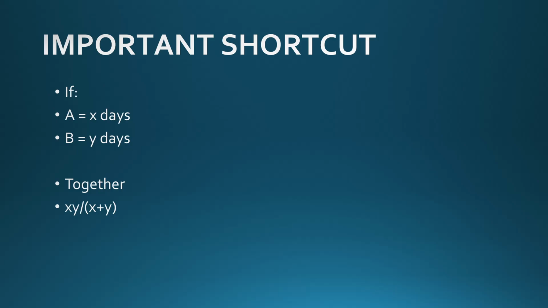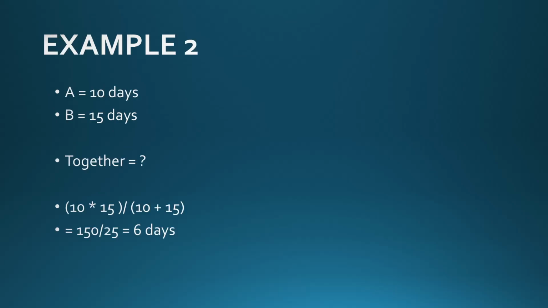Let's look at an example based on this formula. If A does a work in 10 days, B does a work in 15 days, together they'll do the work in how many days? Simply we use the formula X into Y divided by X plus Y. So 10 into 15 divided by 10 plus 15. So that is 150 divided by 25 equal to 6 days.